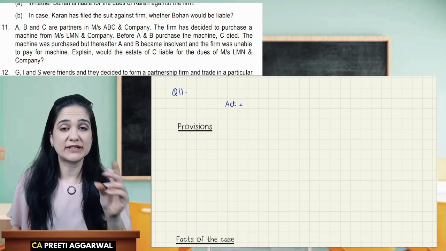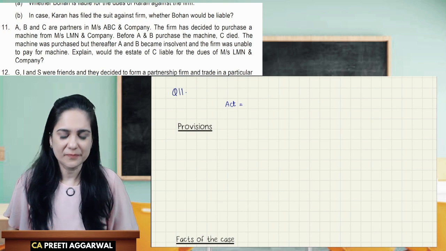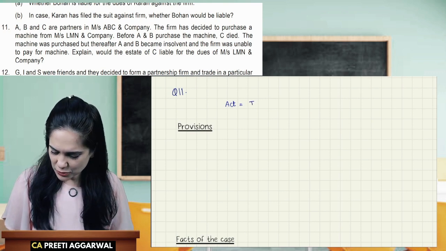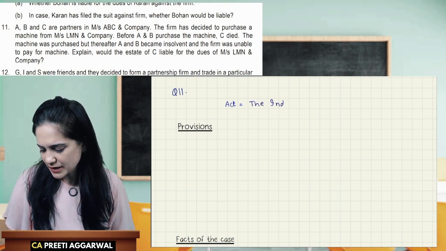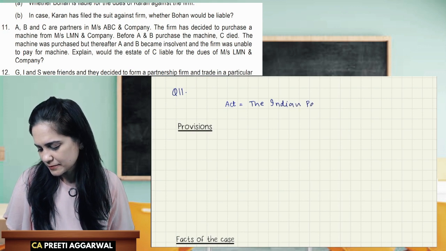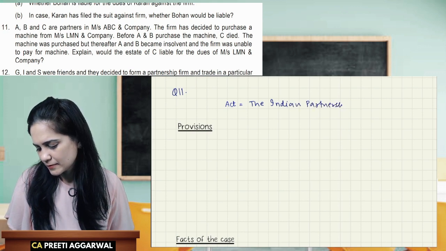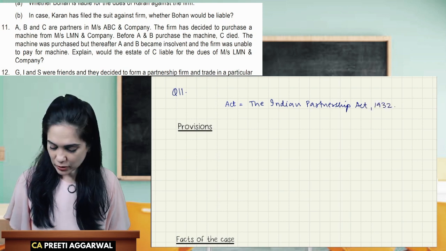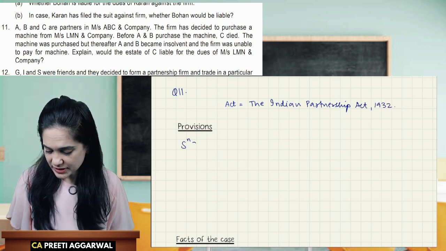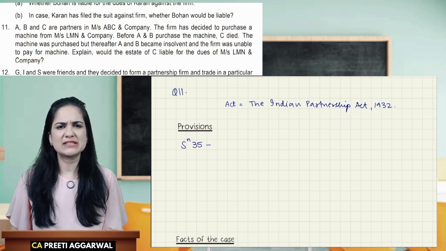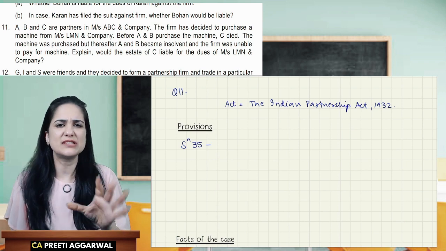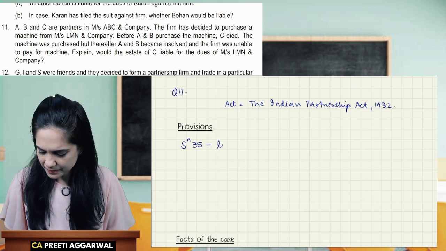So what will you write over here? Death of a partner, Section 35. So we will start by writing that this question relates to the Indian Partnership Act, 1932. Now in this case we will quote Section 35, which deals with the liability of the estate of a deceased partner. You can give the heading if you want.